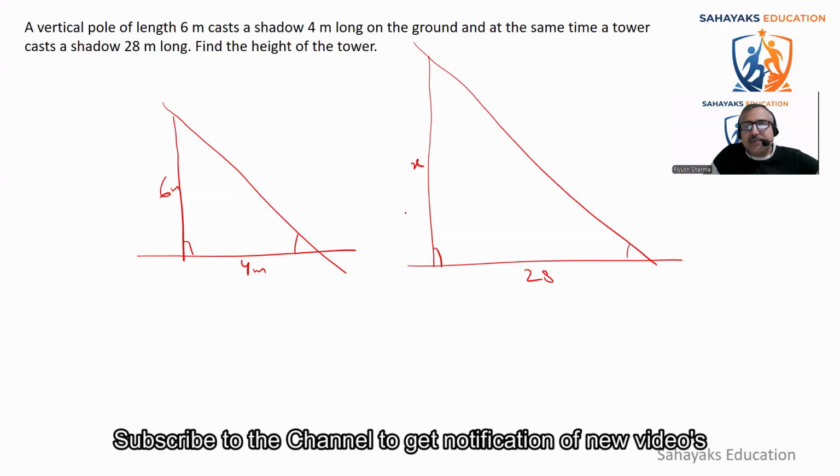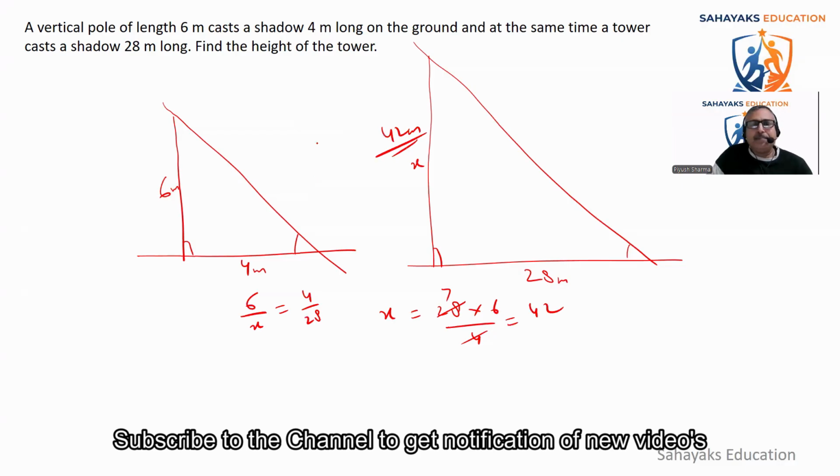Now, when these two triangles are similar, we can say the sides are proportionate. So we can say that 6 by X is equal to 4 by 28. So from here, X is equal to 28 into 6 divided by 4. So 4 7s are 28, 7 6s are 42. So the tower is 42 meter high. It was a simple question, but it can come for 1 or 2 marks in the exam. So be ready for it.